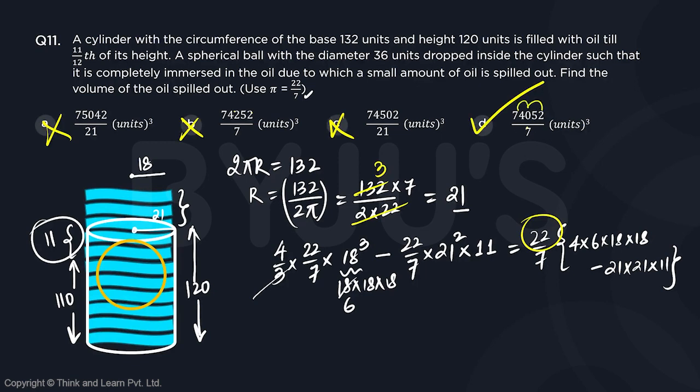2 plus 0 plus 7 is 9. 4 plus 5 is 9. So D becomes our answer. So we don't have to go through the entire calculation. If you look at the options closely, we will be able to get the answer.